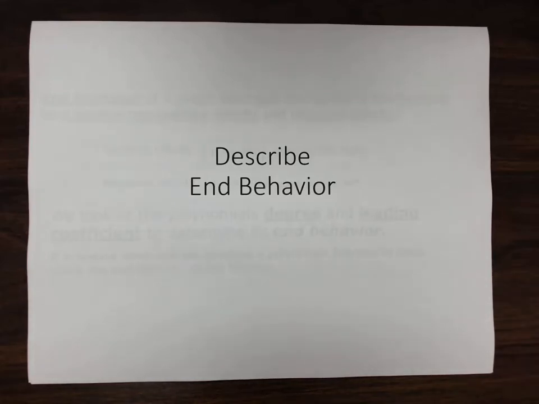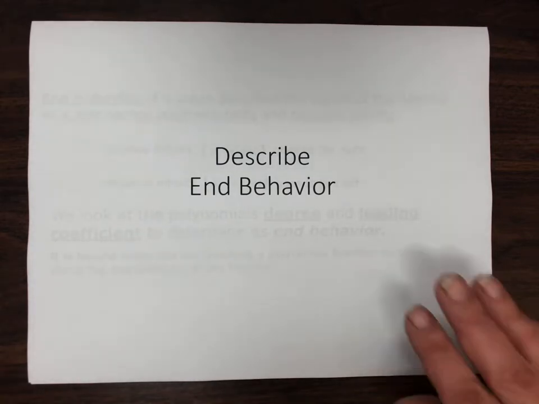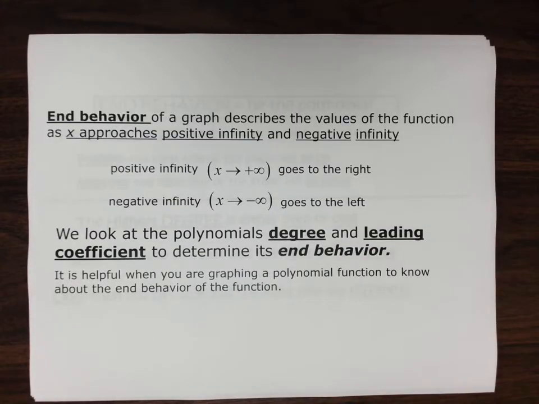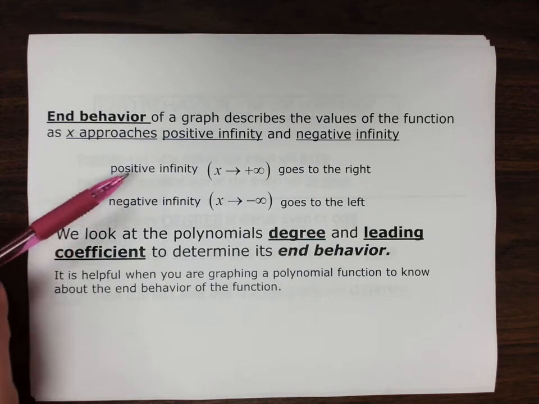Good morning, guys. Today we are going to be talking about end behavior for our last topic for this week. And we need to learn how to describe end behavior. End behavior of a graph describes the values of the function as x approaches positive infinity and negative infinity. So we're talking about what happens as we go out the graph, what kind of values are we getting out of the function.